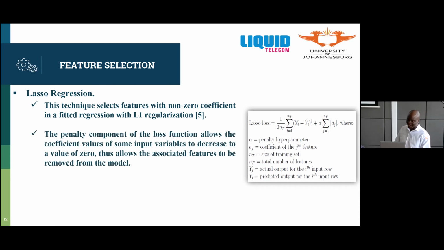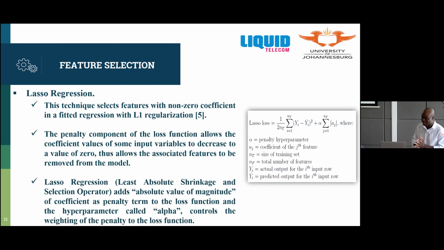As I mentioned, the penalty component of the loss function, which is the alpha, allows the coefficient values of some input variables to decrease to a value of 0, thus allowing the associated features to be removed from the model. And very important, lasso stands for least absolute shrinkage and selection operator. What it does is add an absolute value of magnitude. Now, if you look at the formula, in the penalty part, the second piece of the formula, you have the penalty parameter alpha. If you look inside the sum, that's what they talk about, the absolute value of magnitude.